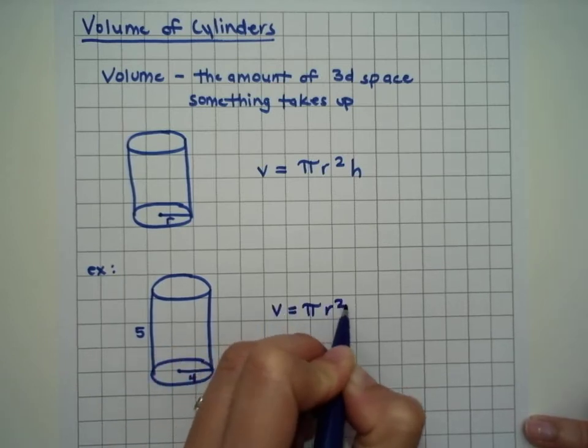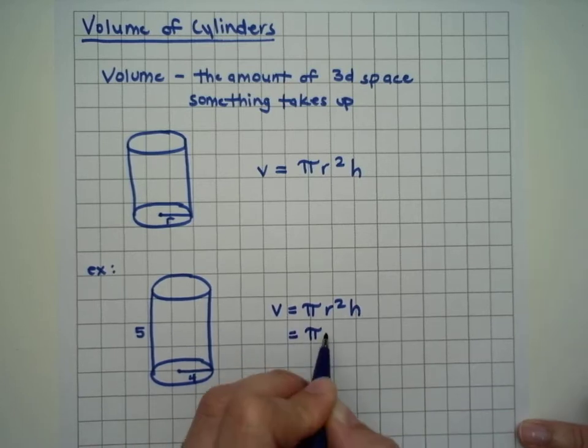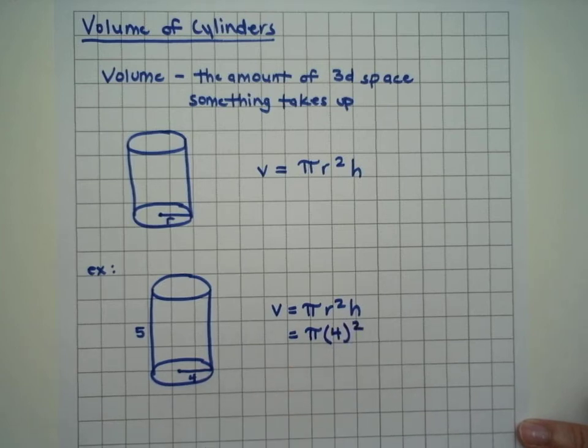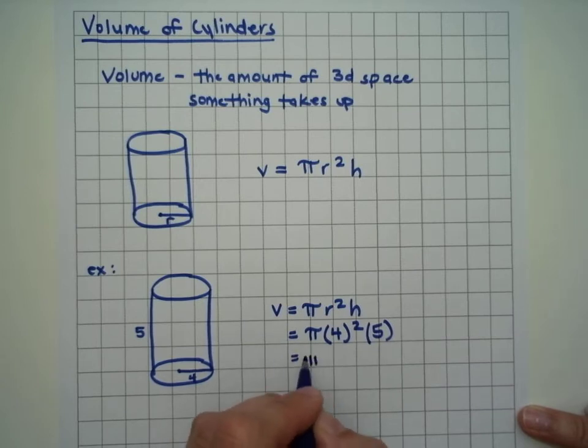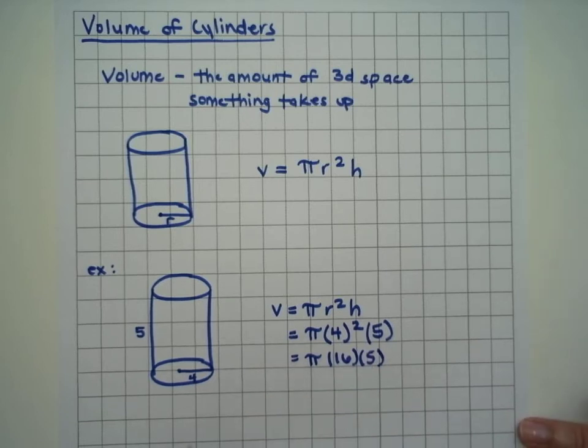So we're going to copy down the formula, and then we're just going to plug in. So our radius is 4, and so we have to square that, and then multiply it by h, which is our height of 5. And then we have to make sure to simplify correctly using our order of operations. So pi, we always do parentheses and exponents first. So 4 squared is 16. And then now we're going to multiply 16 times 5, which is 80.